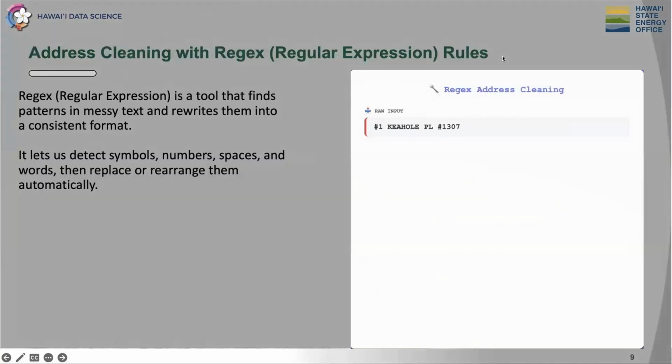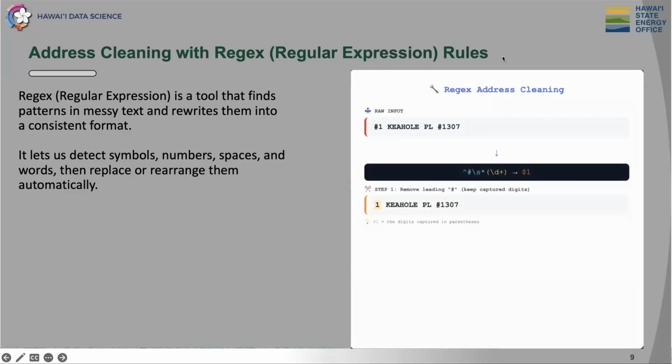So I used regex cleaning rules to clean all of these data sets. Regex, or regular expression, is a tool that finds patterns in messy text and rewrites them into a consistent format. So let's look at a small demo here. It's a simple messy address that has a couple of hashes in front of the digits. So we need to drop all of these hashes, and then 1307 is the unit number. We need to put the text unit in front of that, with a comma. So let's see.